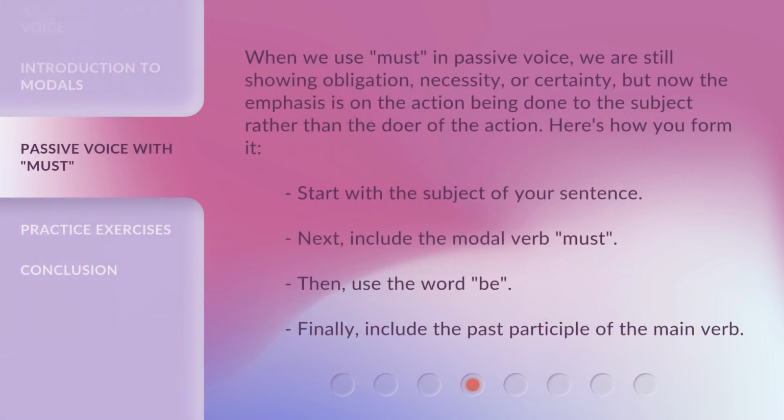When we use must in passive voice, we are still showing obligation, necessity, or certainty, but now the emphasis is on the action being done to the subject rather than the doer of the action. Here's how you form it. Start with the subject of your sentence. Next, include the modal verb, must. Then, use the word, be. Finally, include the past participle of the main verb.